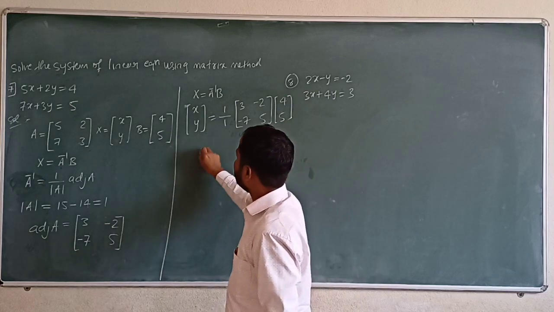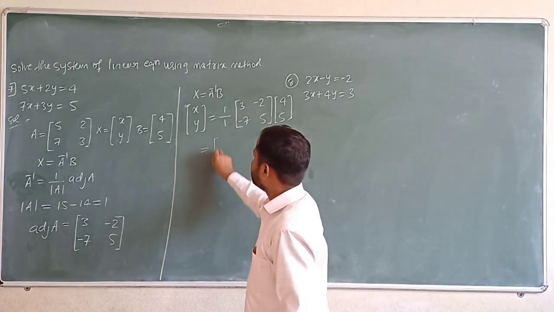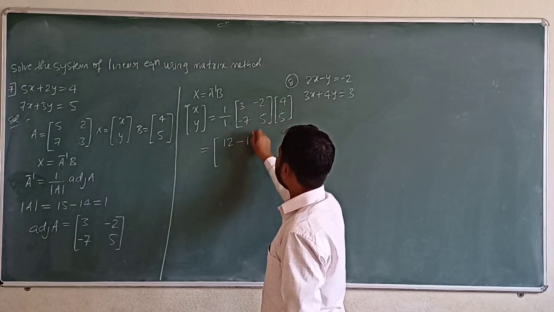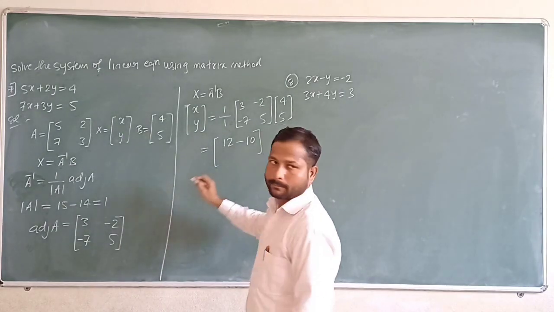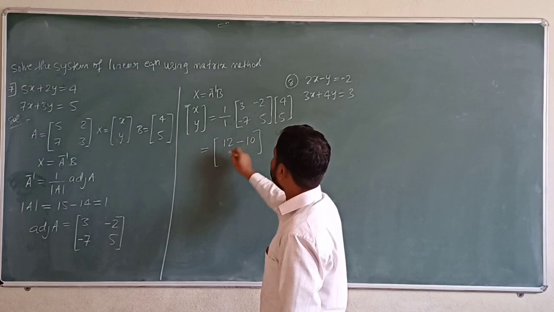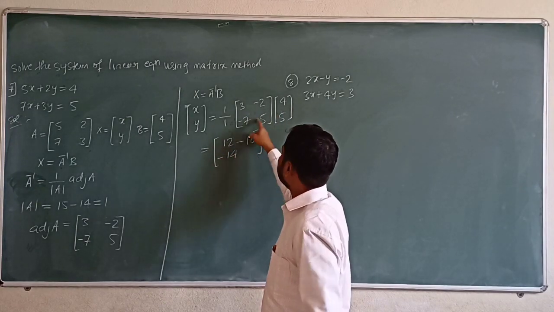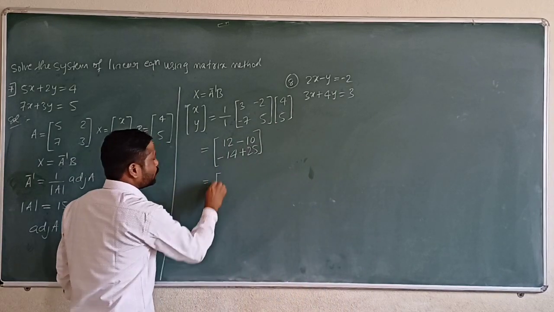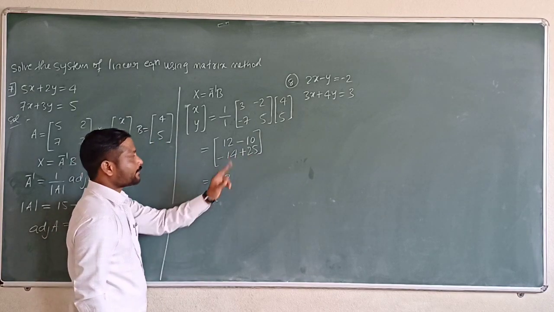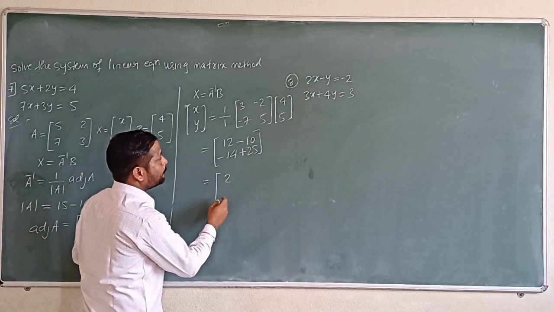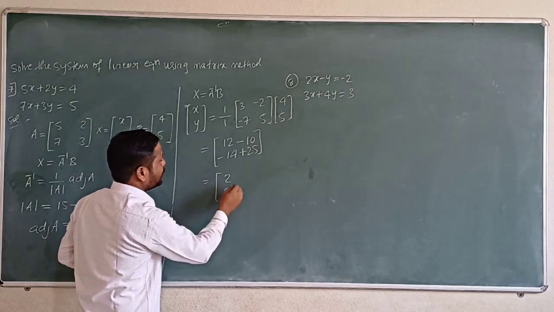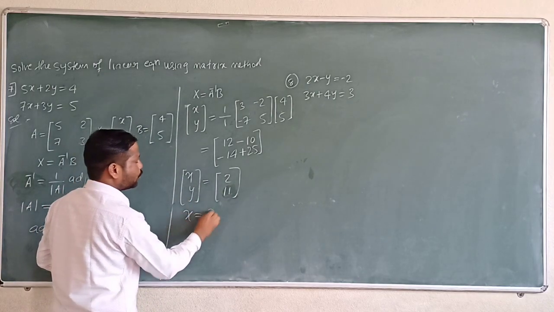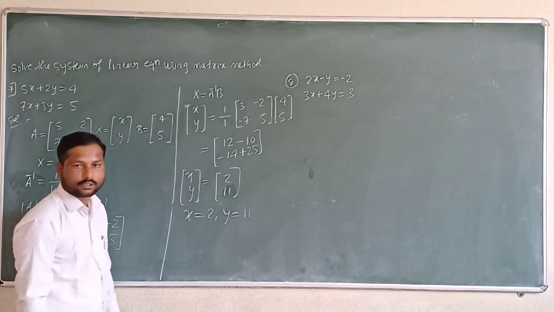Right. Simplify this one, 1 by 1. Now multiply: 3 4s are 12, plus into minus, minus 2 5s are 10. Next term, minus into plus, minus 7 4s are 28. Wait, as dictated: 7 2s are 14. Minus into plus into plus, 5 5s are 25. Then 12 minus 10, that is 2. 25 minus 14, that is 11. Take this x and y now. X is equal to 2 and y is equal to 11.